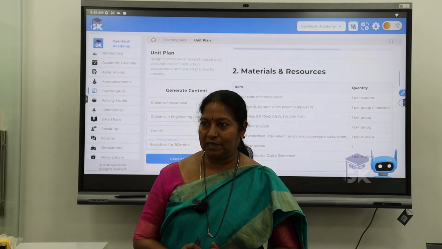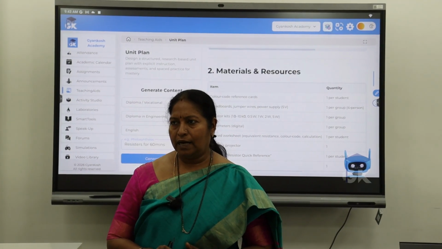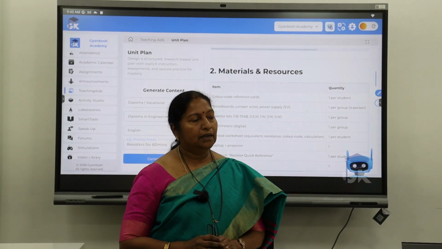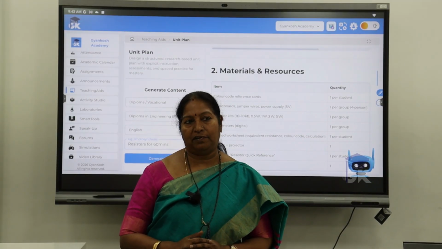You have seen all those things, right? So we have just seen the symbols and practically some of the components also, right? And we have also discussed what a resistor is. What is the function of a resistor?